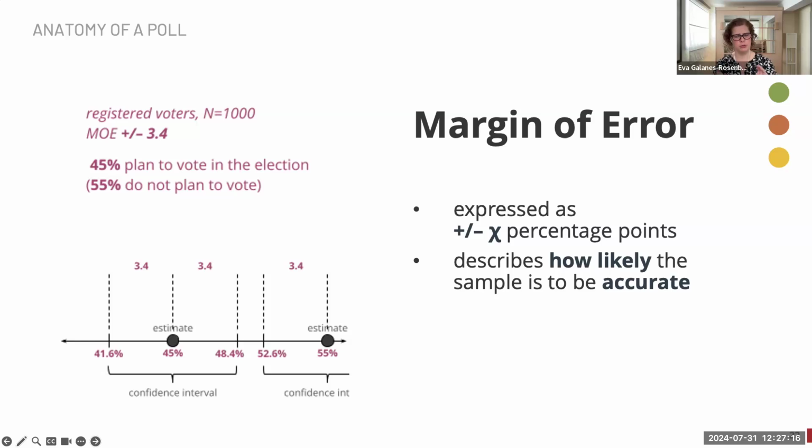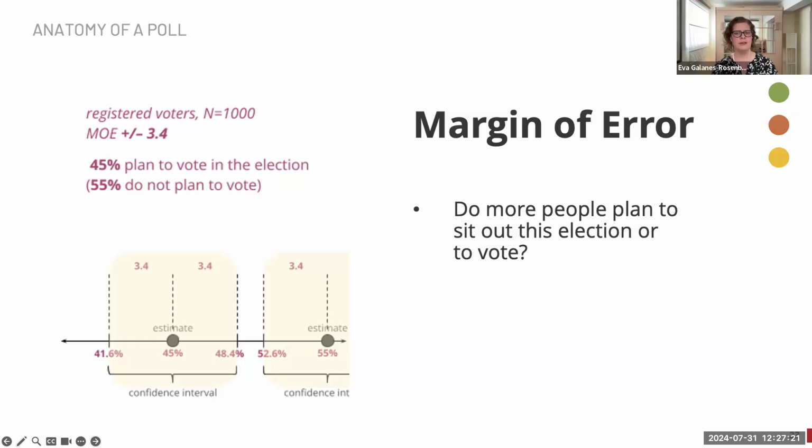So we actually have to compare the two confidence intervals to each other. Now here we see that there's space between the two confidence intervals where we've measured with that margin of error, 3.4 points up and 3.4 points down from each result. Because there's space, this is telling us that the range of probable values for people planning to vote does not include the range of probable values for people not planning to vote. So we can be pretty confident that more people are planning not to vote than are planning to vote.